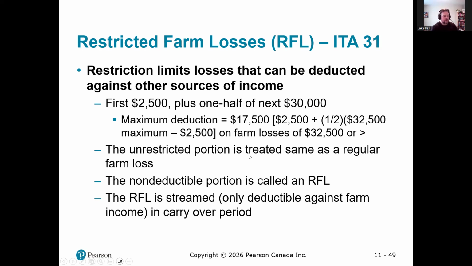The unrestricted portion is treated the same as a regular farm loss. The non-deductible portion is called restricted farm losses. So we have farm losses that fall into two categories. One is streamed. Restricted farm losses are streamed. You can only deduct against future farm income.